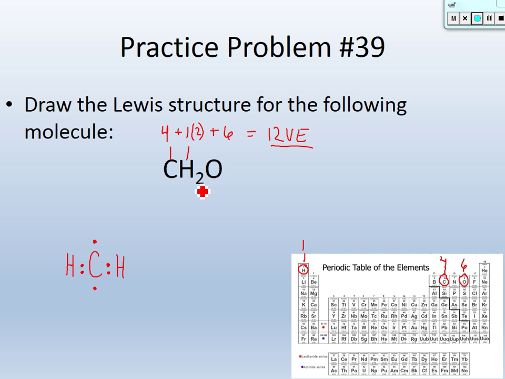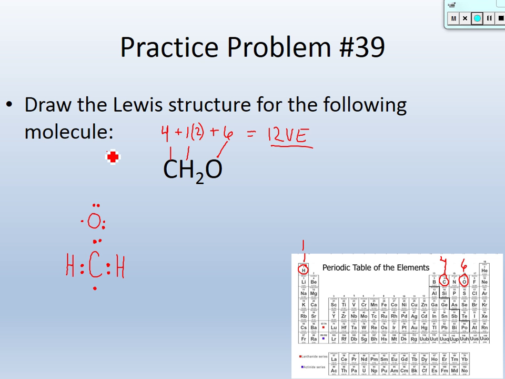Okay, so I've got my hydrogens accounted for. I need an oxygen. It doesn't really matter whether you put it on top or bottom. I'm going to put mine on top, and it's got 6 valence electrons. So I'm going to draw 6 dots around it. 1, 2, 3, 4, 5, and 6.